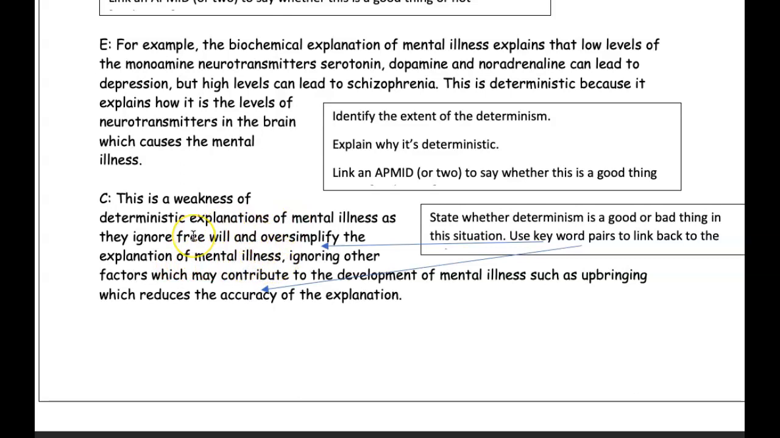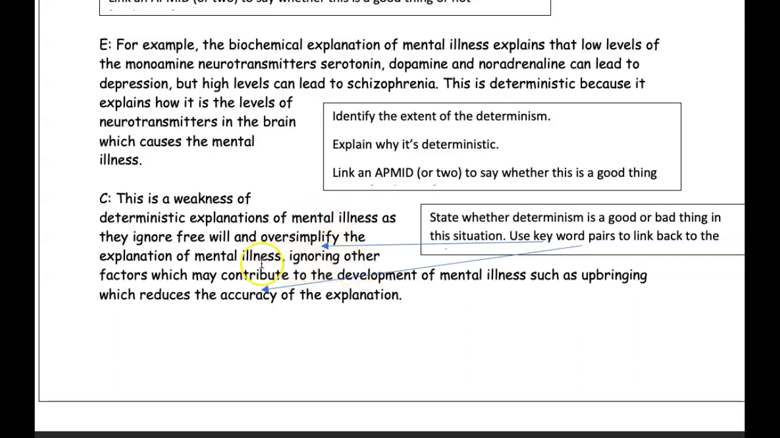Now, can you see there? That's good, isn't it? Because we've got the kind of opposite of determinism coming in. So it ignores free will. It oversimplifies explanation of mental illness. Can we see oversimplification links to reductionism that we mentioned before?